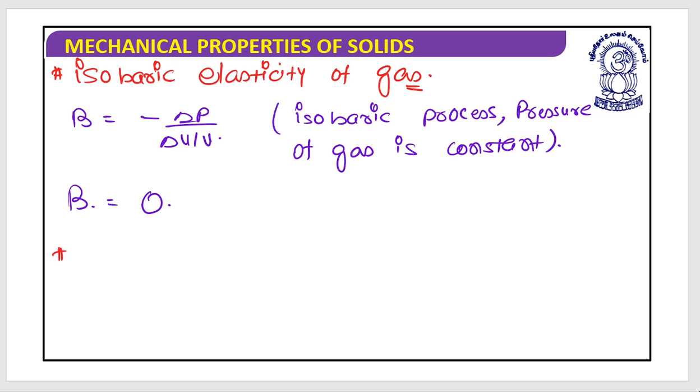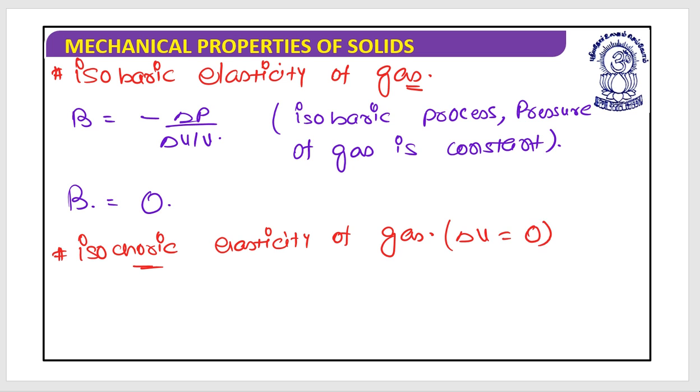Next, isochoric elasticity of gas. When I say isochoric, what does it mean? It means change in volume equals 0, or volume remains constant. So when I write this, B would be equal to minus delta P divided by delta V by V. As this delta V by V is 0, this is equal to infinite. It's the isochoric elasticity of a gas. I hope this is clear.